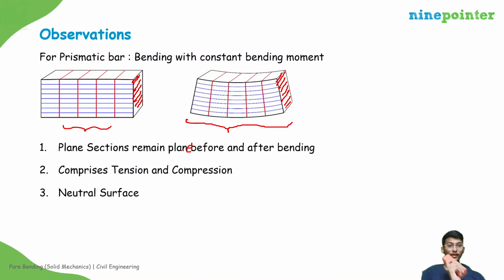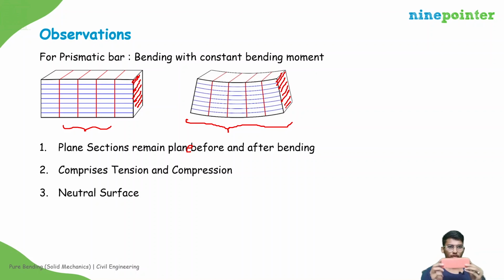This can happen only in the case of pure bending. If you take non-uniform bending, there will be shear force, and because of that, warping will occur. Warping means the plane will go out of the plane after deformation. So in pure bending, the plane sections will remain plane. You can observe this also.